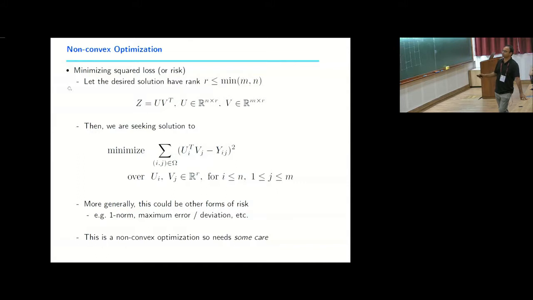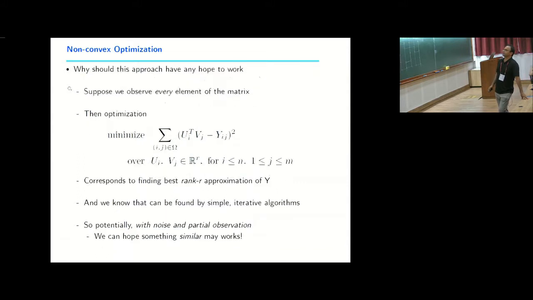I want to solve this optimization, and this is not convex. Now the reason there is a hope that this will work is, let's suppose that Y is not noisy, but Yij equals Aij, and omega is not a subset, but all the entries. Then what is this problem?